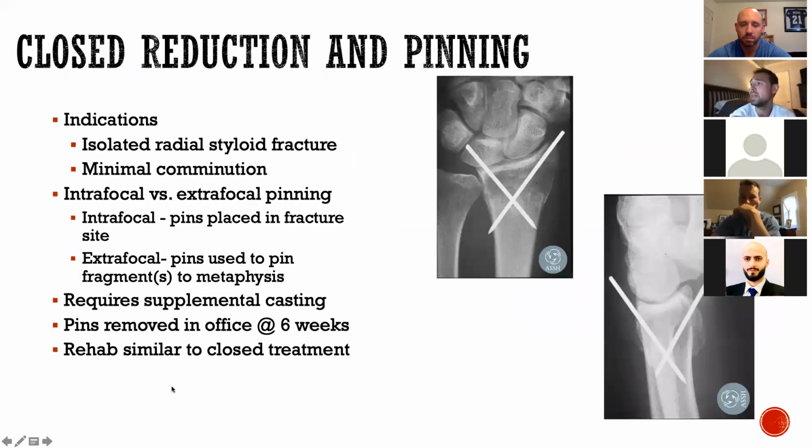Closed reduction and pinning is something they used to do a lot back in the day, but a little bit less so now. You use them usually for the more length-stable type fractures, the ones that are isolated styloids or not a lot of comminution. And there are two main types of pinning.